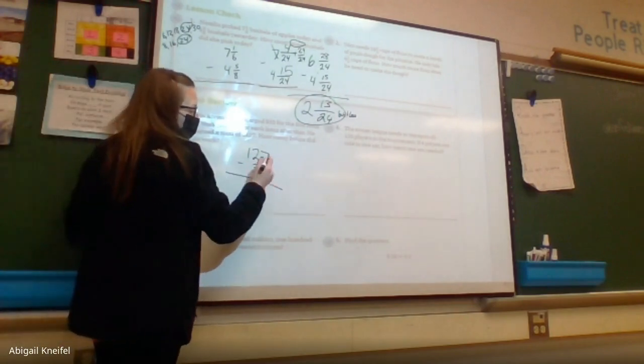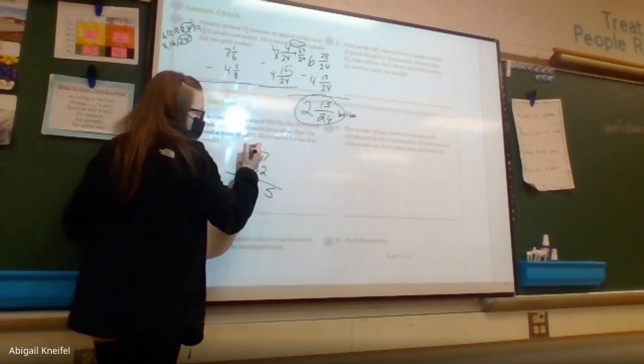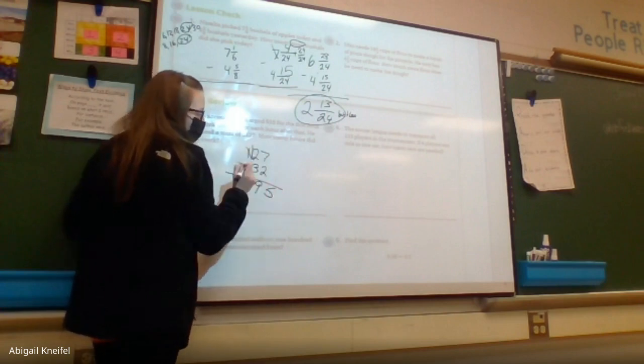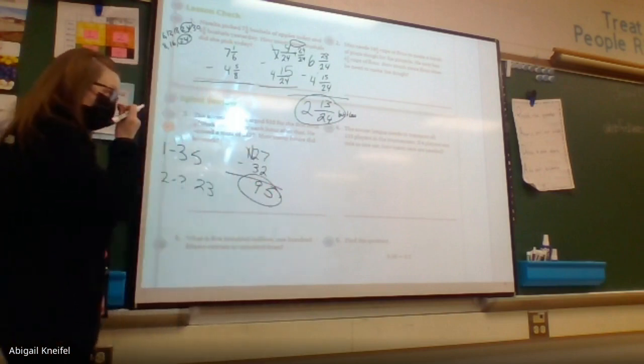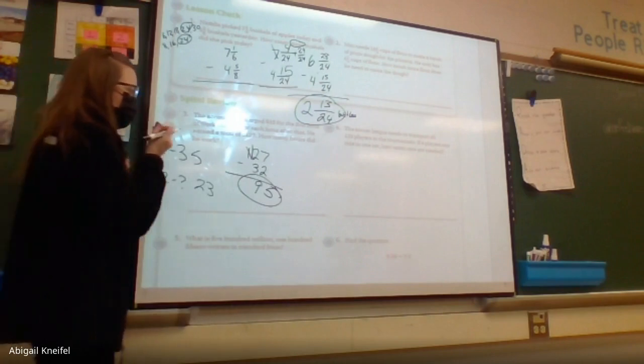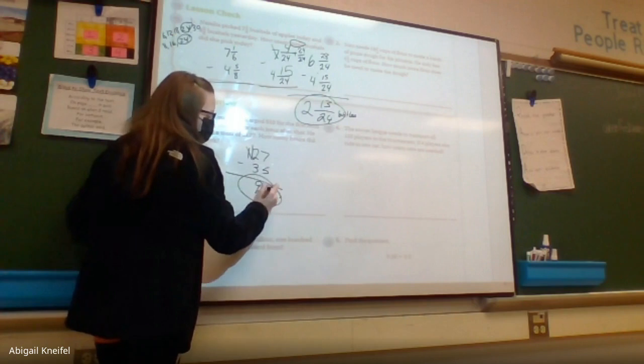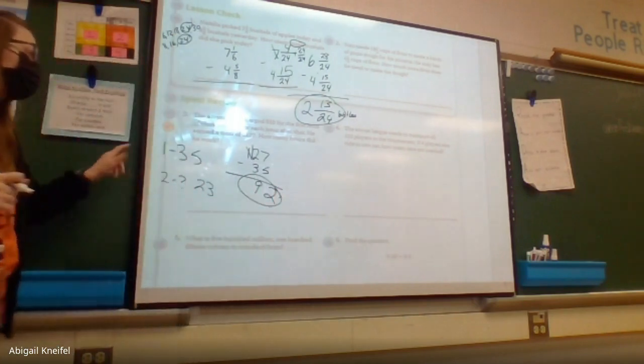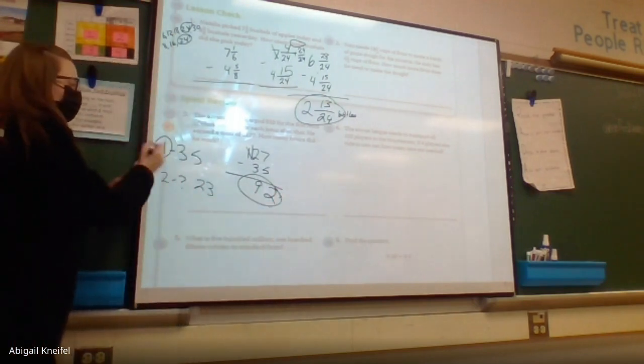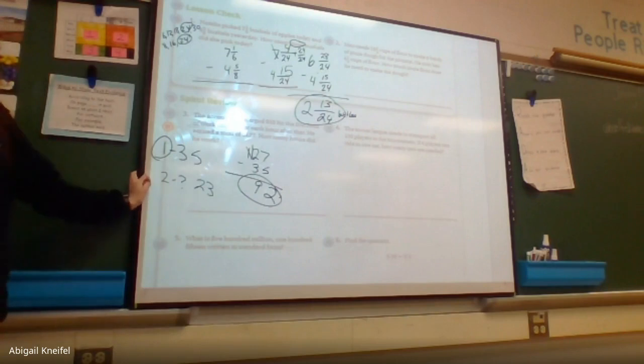7 minus 2 is 5. Borrow 9. Now I have 95 left, okay? It's 35, not 30. That's my bad. So we have 92 left. Now, we know he's already worked 1 hour, but now we need to know how many other hours he worked. And each one of these hours is 23.